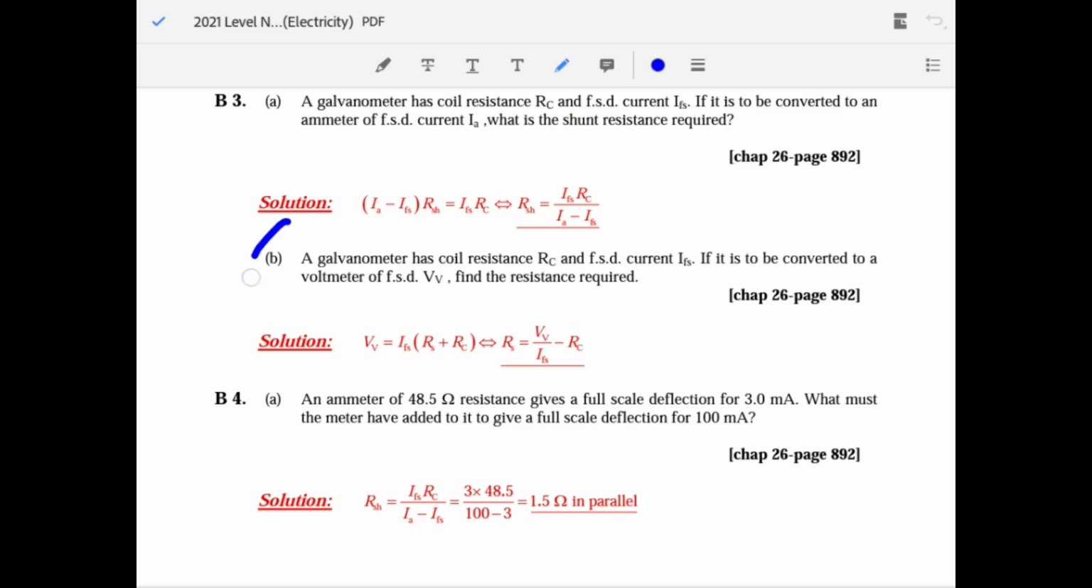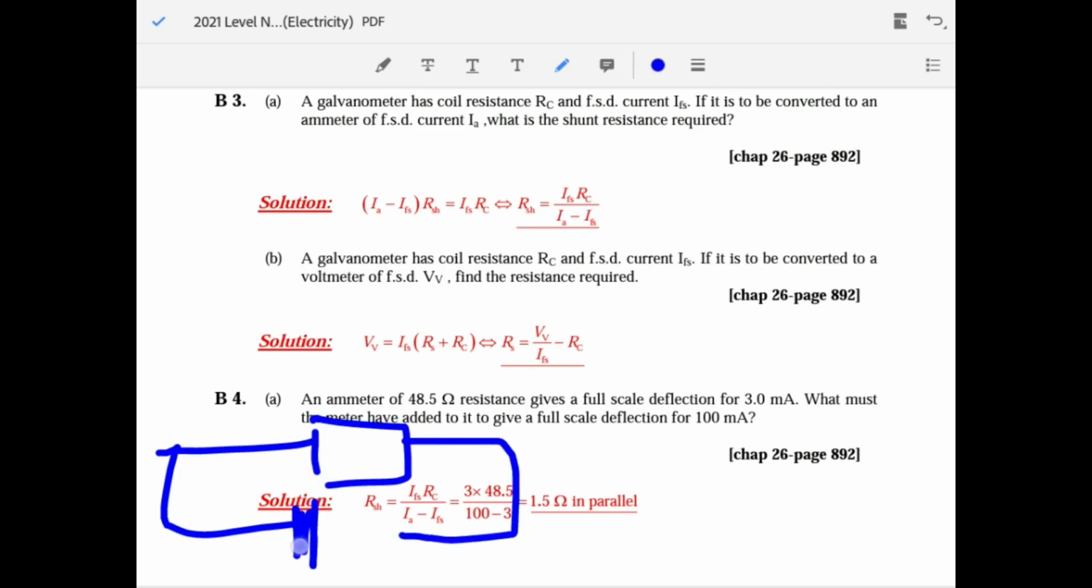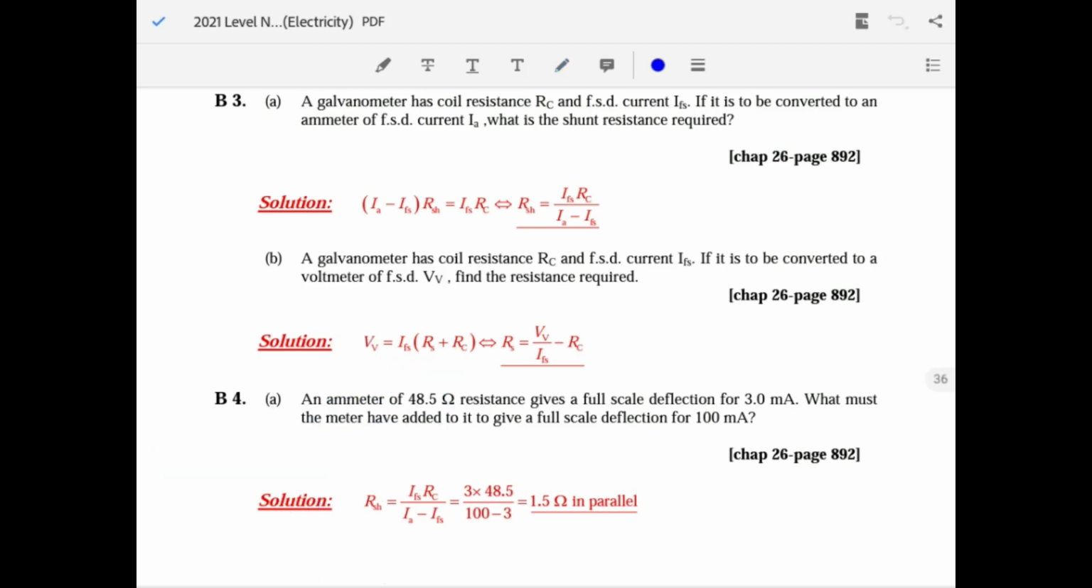Now, next part B, a galvanometer. It is to be converted to a voltmeter of FST, this amount of voltage. Find the resistor required. So, a voltmeter, as you know, if you have a circuit like this, with this here, and this is a battery, to measure the voltage, you connect it in parallel. So, inside the actual voltmeter now, it becomes in series.